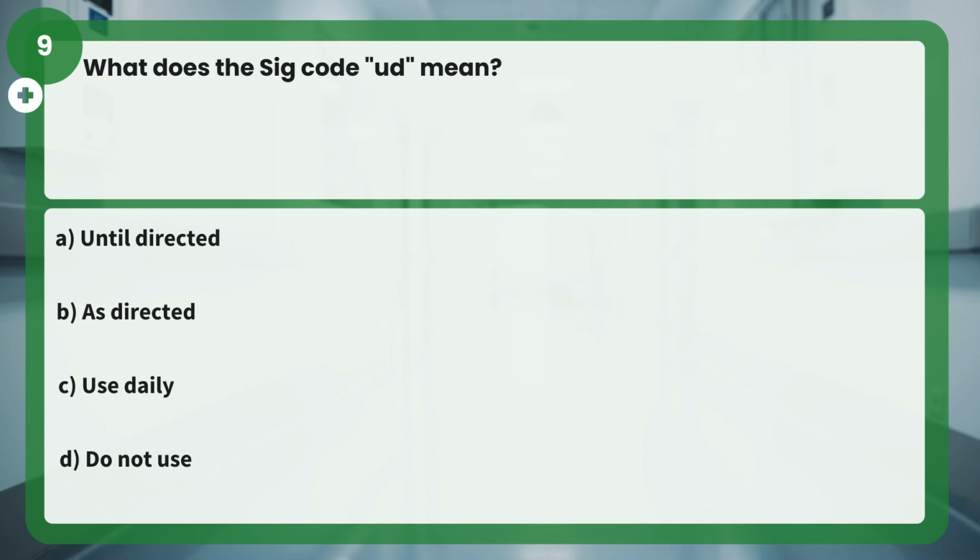Question 9. What does the SIG code UD mean? A. Until directed. B. As directed. C. Use daily. D. Do not use.